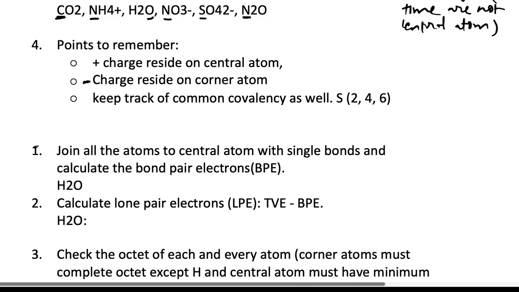This is point number 5. Then the next point is to join all the atoms to the central atom with single bonds and calculate the bond pair electron.